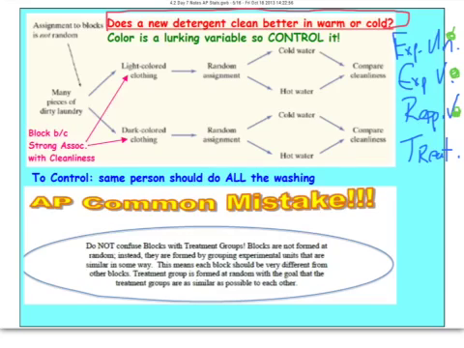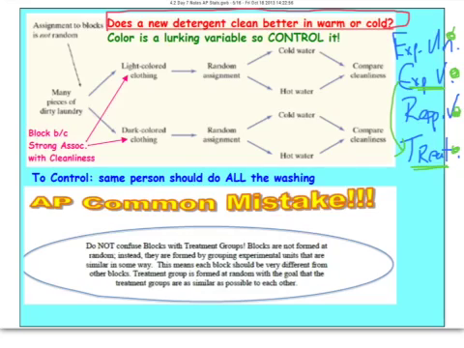So then our treatments are going to end up being connected to that explanatory variable, the temperature of the water. The treatments are going to be two different levels of that explanatory variable. The cold water and the hot water are the two levels of our factor that we're using, thus giving us two different treatments.